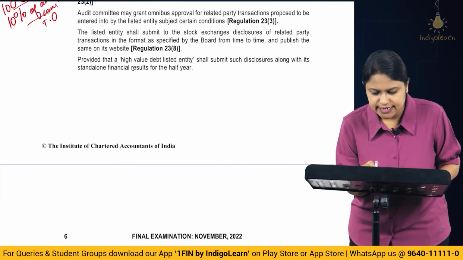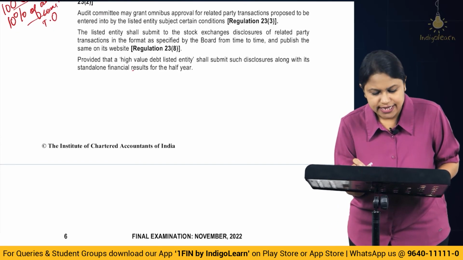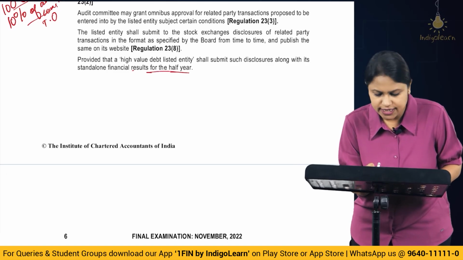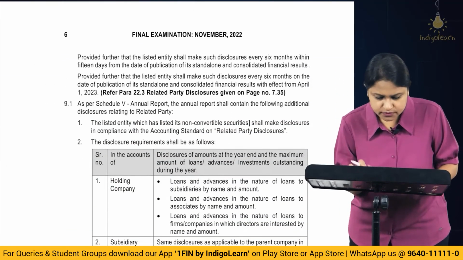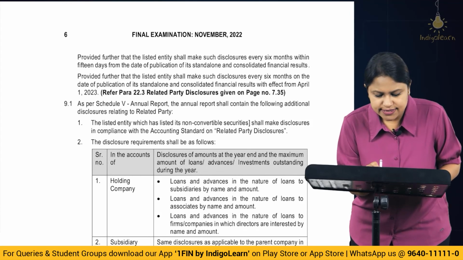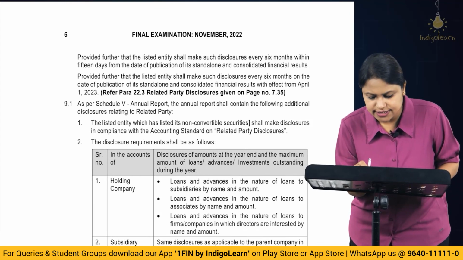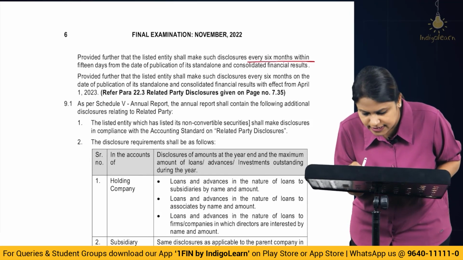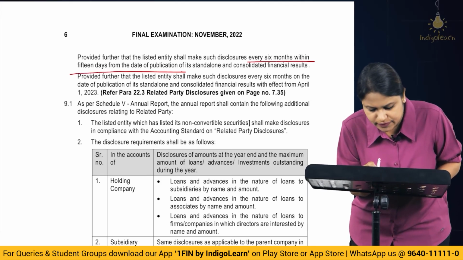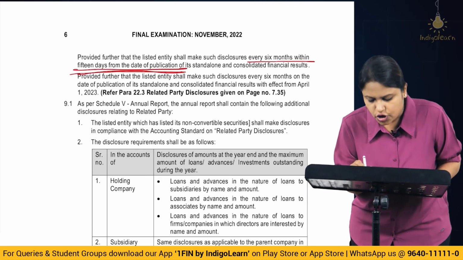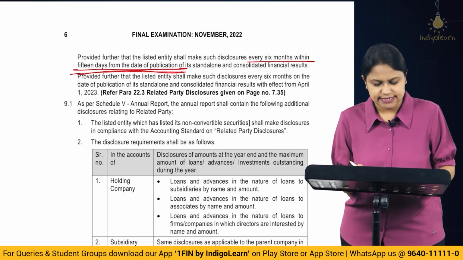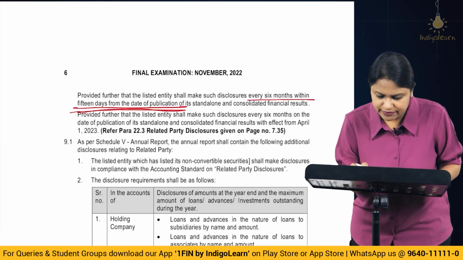Provided that a high value debt listed entity shall submit such disclosures along with the standalone financial statement for the half year. Then, provided further that the listed entity shall make such disclosures every 6 months, within 15 days from the date of publication of standalone and consolidated financial statements. Alright, so this is very, very important.